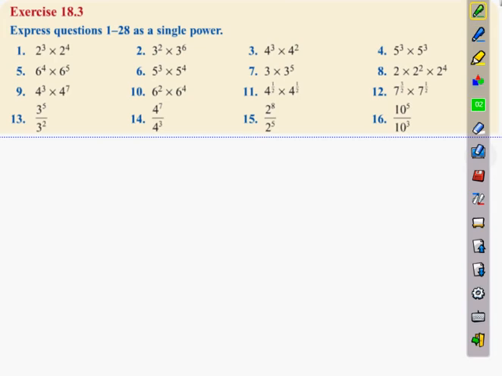Now, shh, we're still recording. Now, 7 to the power of 5 over 2 multiplied by 7 to the power of 3 over 2. What do you think about this one? What do you have to do in this question with the fractions?